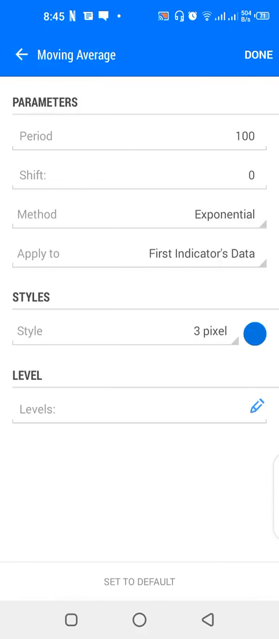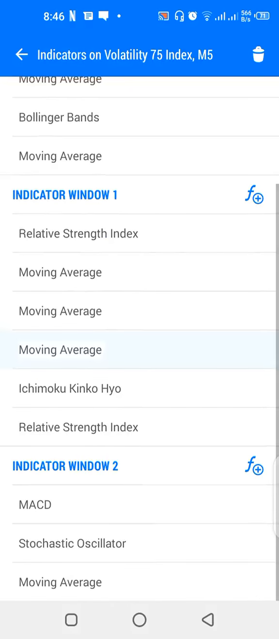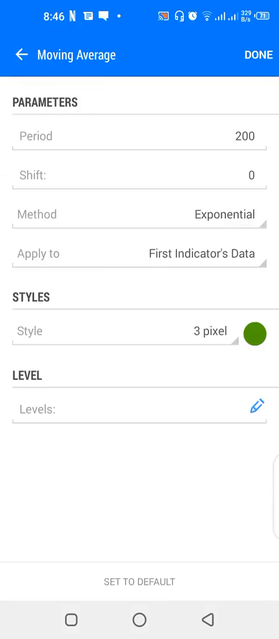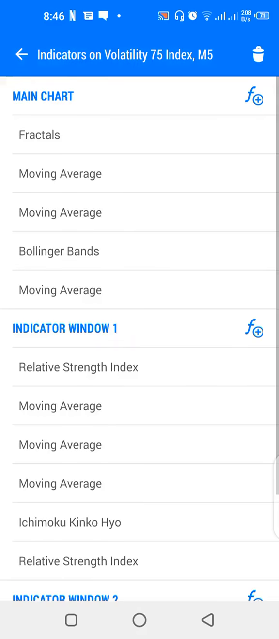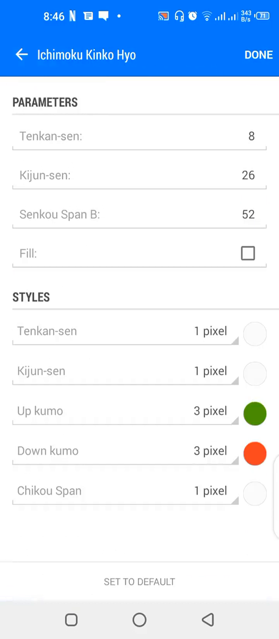Then we have another moving average. Period is 100. Shift is 0. Method is exponential. Apply to first indicators data. Color is blue. We have another moving average. Period is 200. Shift is 0. Method is exponential. Apply to first indicators data. Color is green. Then we have Ichimoku. Tenkan Sen 8. Kijun Sen 26. Senkou Span B, that's 52. Of course, the up Kumo is green and the down Kumo is red.